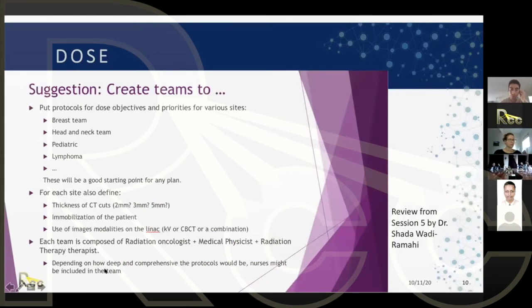I just wanted to reiterate something that Shada shared: she suggests creating teams for each disease site and really thinking about the protocols, as well as other factors like the slice thickness of your CT cuts for those cases, the immobilization you'll use for those cases, and the type of image modalities, etc.